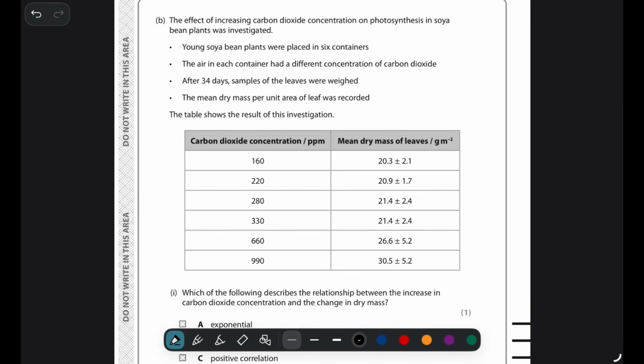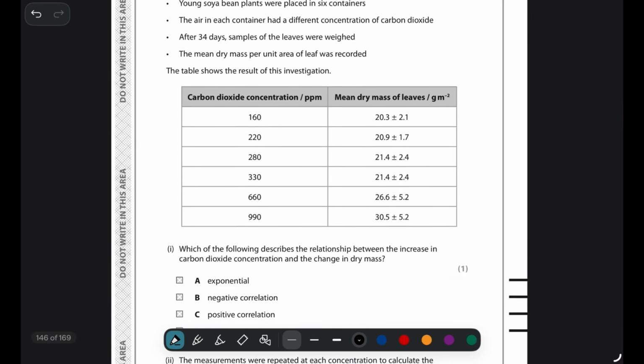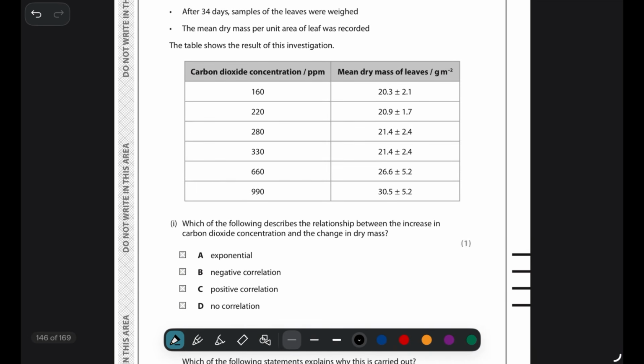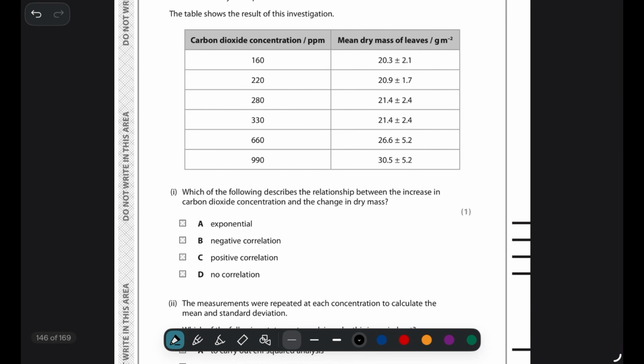So reading that information, we have an investigation here. So soybeans are in 6 different containers. There's different concentrations of carbon dioxide. Then they weighed it and they did the mean dry mass. So we can see all of that in the table here. Now, it says which of the following describes the relationship between an increase in carbon dioxide and a change in dry mass. So I'm seeing down the table we're having an increase in carbon dioxide, and you can also see that we are having increasing mean dry mass if you just look at the trend. So you're already thinking that's probably positive correlation.